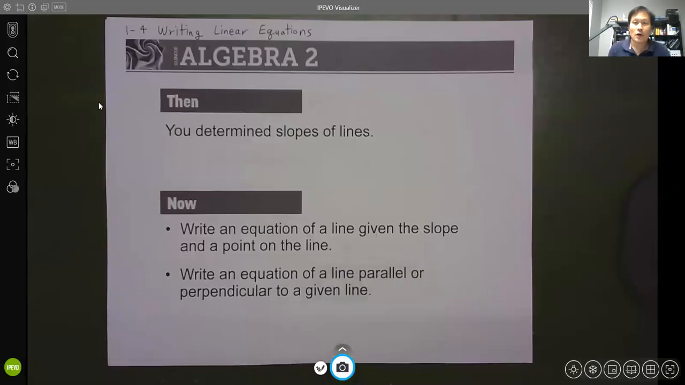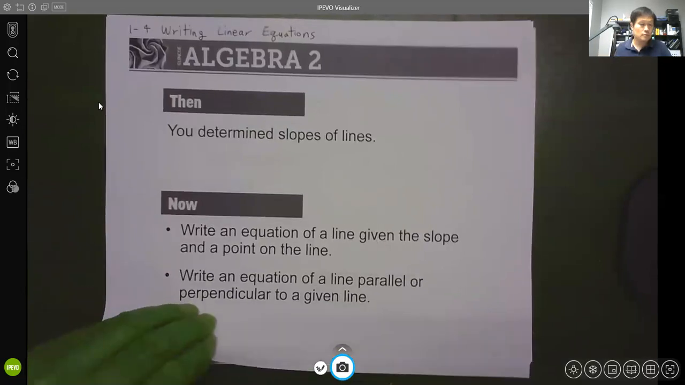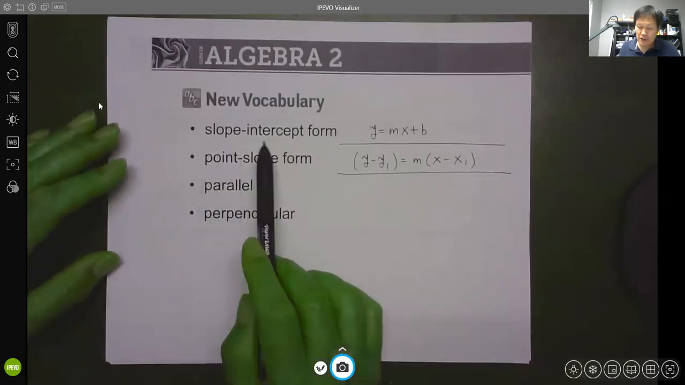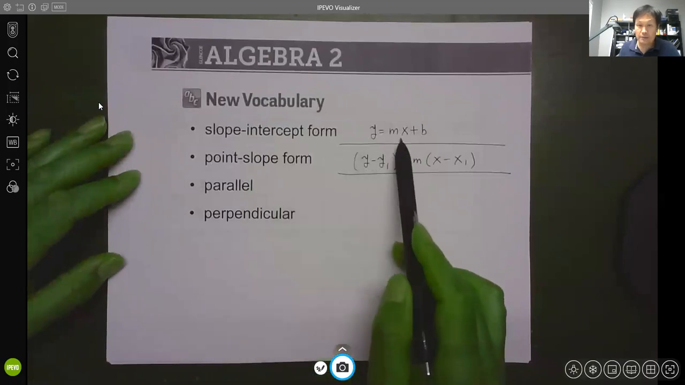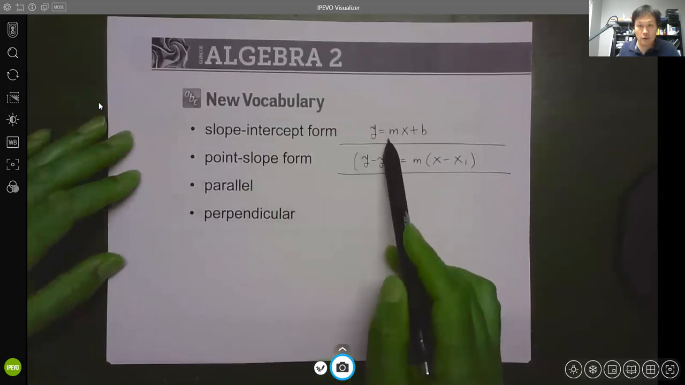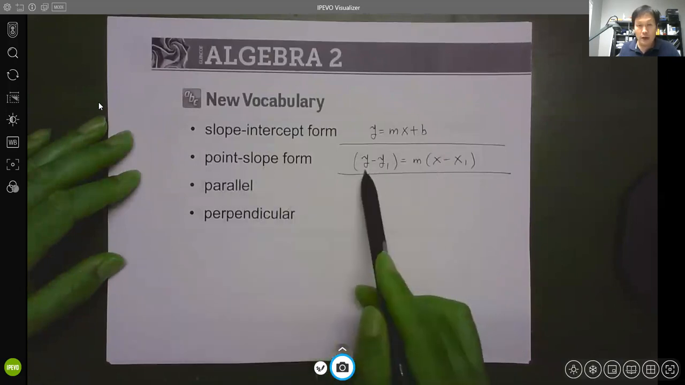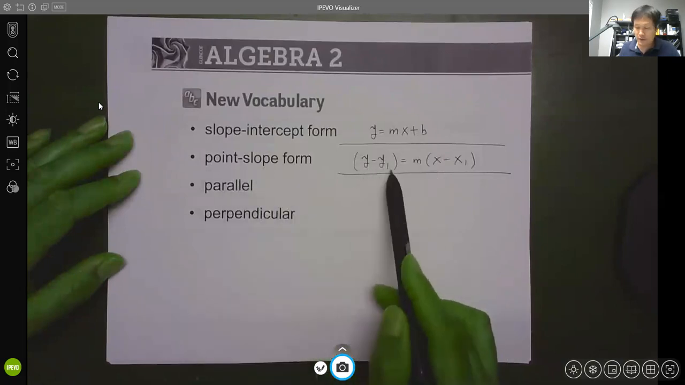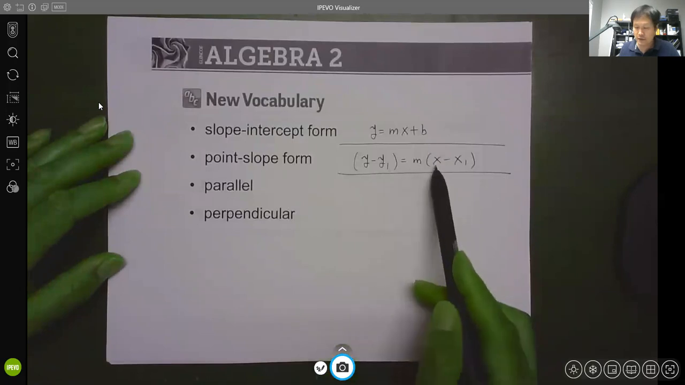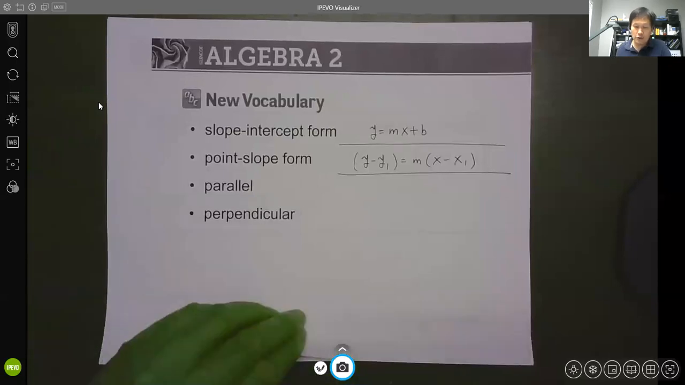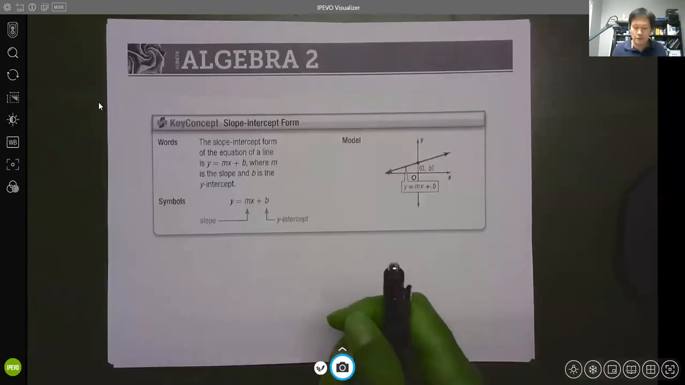Hi. So Algebra 2, 1.4, writing linear equations. So slope-intercept form, y equal to mx plus b, m means slope, b means y-intercept. Point slope form, y minus y sub 1 equal to m times x minus x sub 1. Parallel lines, perpendicular lines, we'll deal with that later.